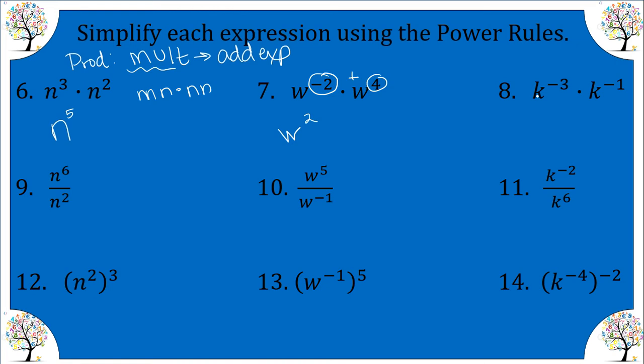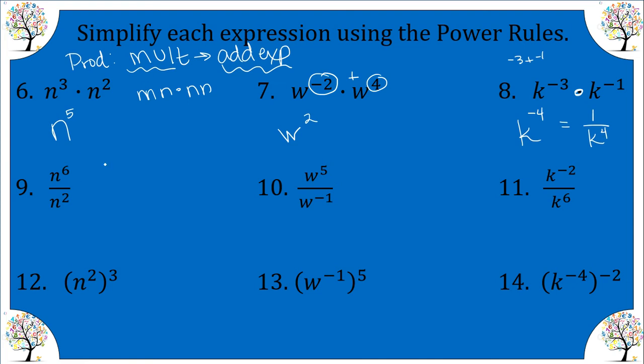Number 8, we have the factors of k, and we are multiplying these two factors. So the rule says to add exponents. Negative 3 plus negative 1 is negative 4. And remember, we can't leave a negative exponent, so we're going to reciprocate and move our factor of k to the denominator, making us have a positive exponent of 4.